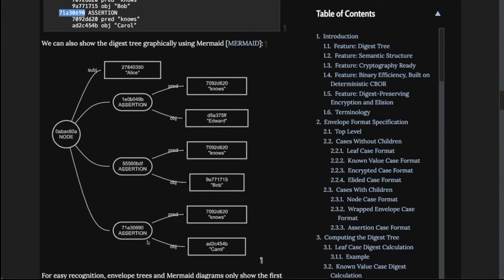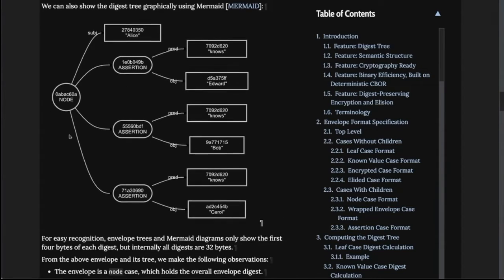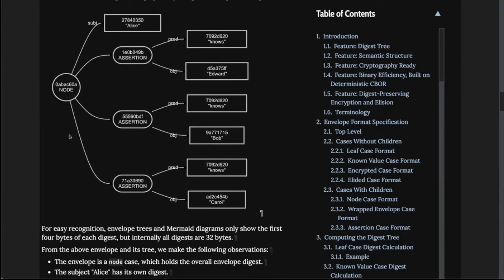So the Mermaid output reflects that as well. These are also the order in which you concatenate them to create the digest. You always concatenate the predicate, then the object, that rolls up to this. Here you concatenate this, then this, then this, then this, and that rolls up to that, and so on. So these various output formats give you a sense of how things are computed.